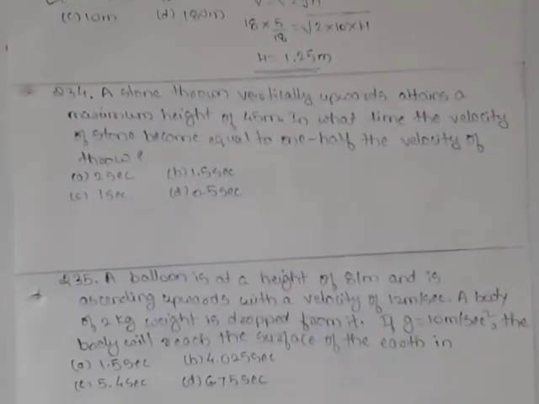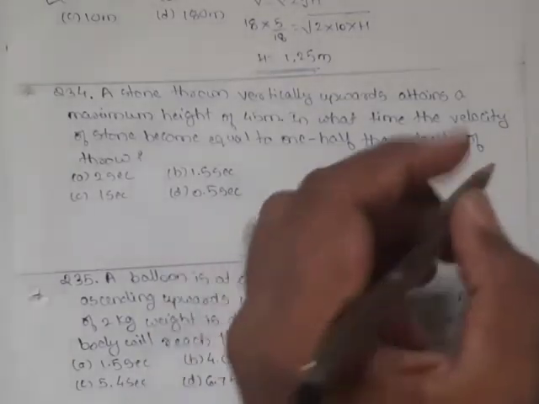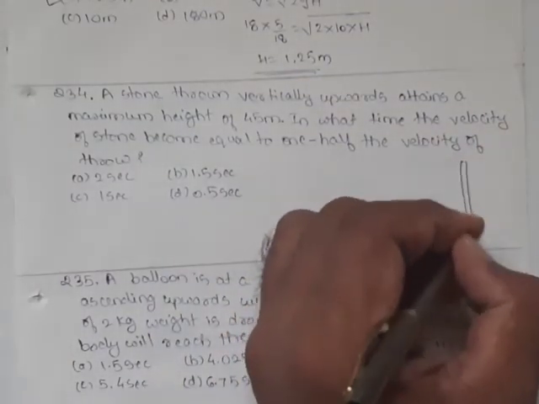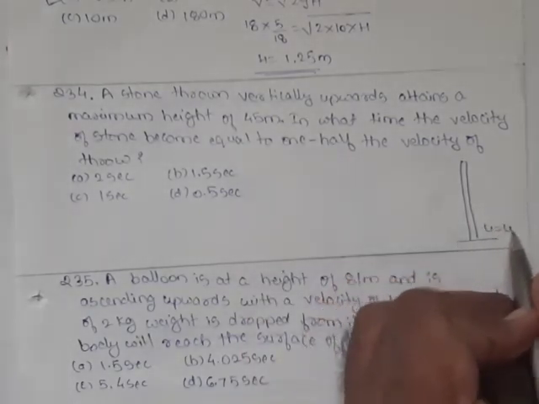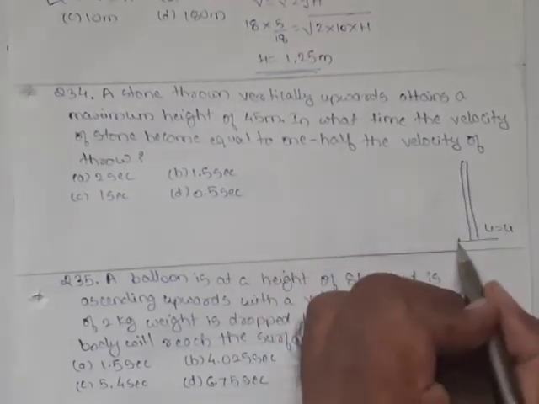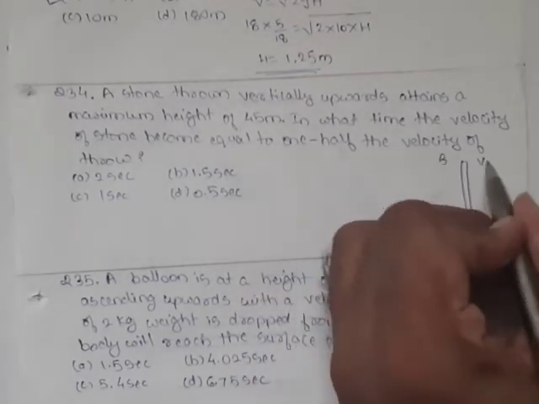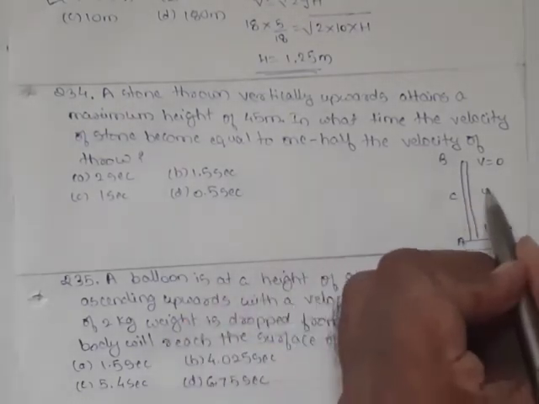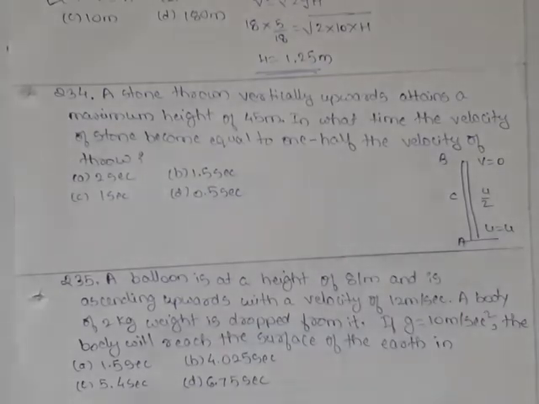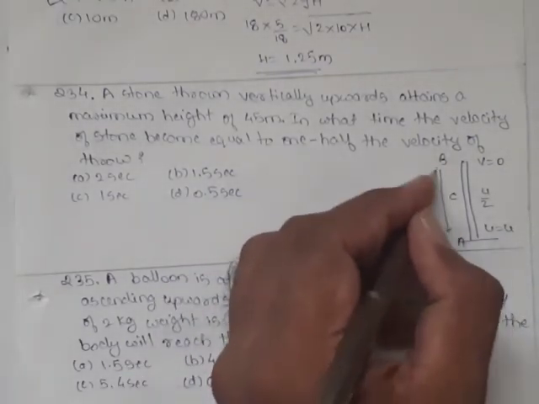Now question 34. A stone thrown vertically upwards attained a maximum height of 45 meter. In what time does the velocity of the stone become equal to 1/2 the velocity of throw? So here the stone is thrown with initial velocity u. Then finally it will reach the maximum height, where velocity becomes equal to 0. So at what height has the velocity become half of the initial velocity? That is asked. The total height is equal to 45 meters.